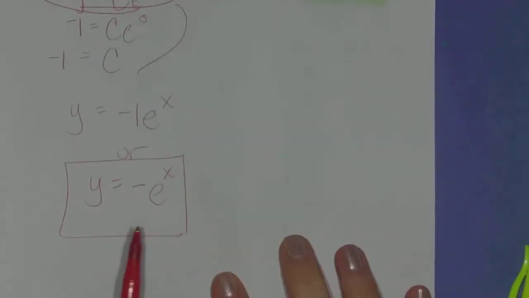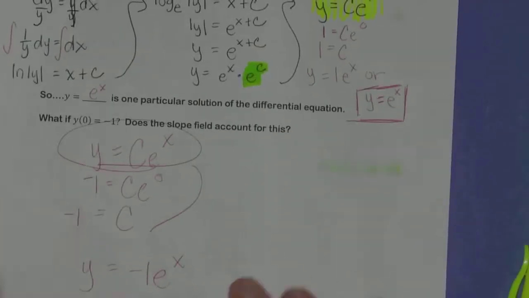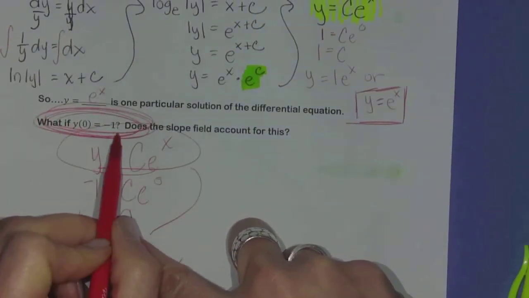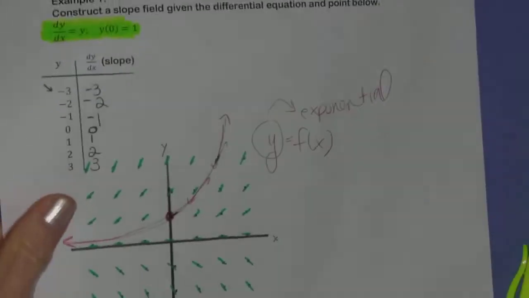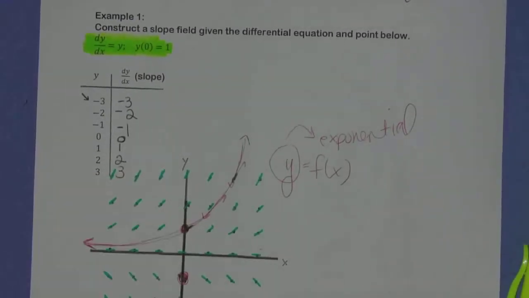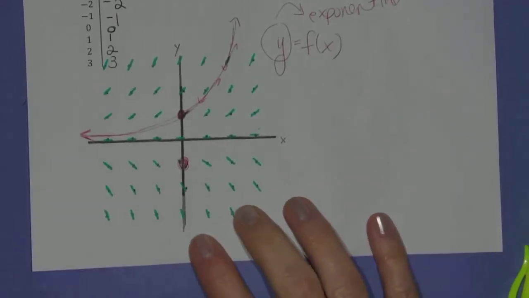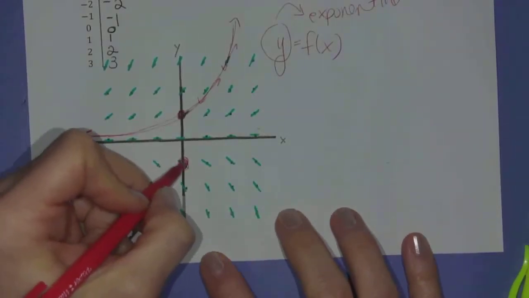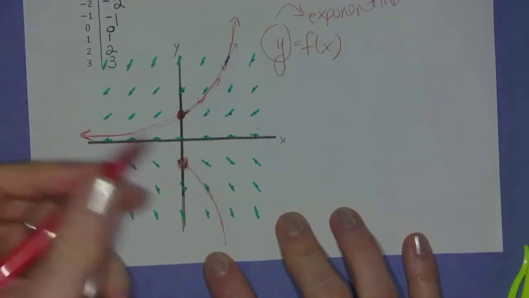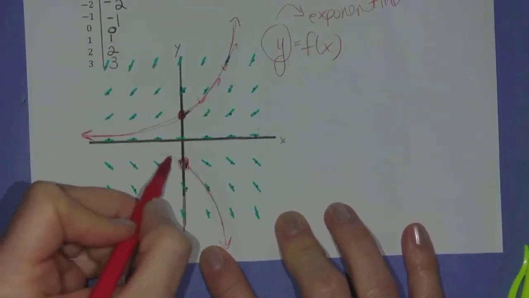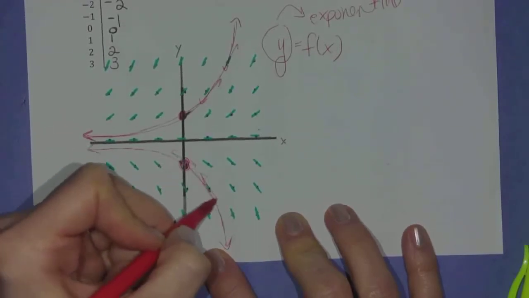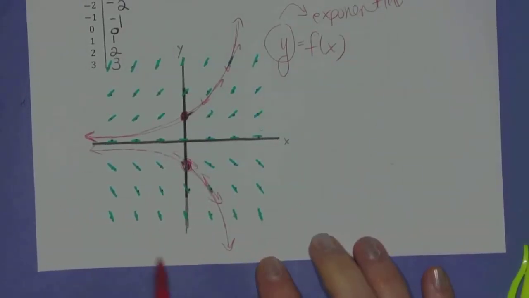So that's the particular solution when we change the point. Well, let's see if our slope field accounts for this. So what I want to do is plot this point on the slope field: 0, negative 1. That's down here. Boldface. Now let's follow our slopes. Leaving this, coming down, down, down. Coming across to the zeros, kind of looking like that. You can see those tangent lines match up with the green.